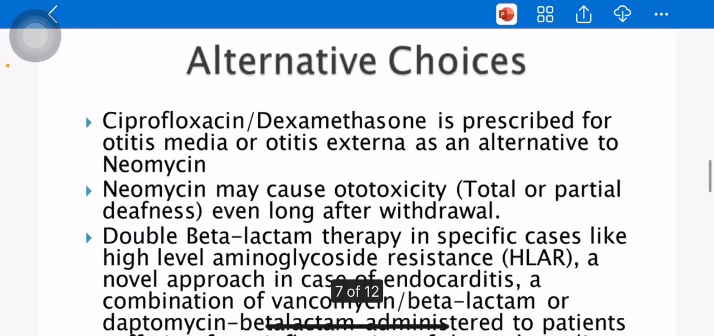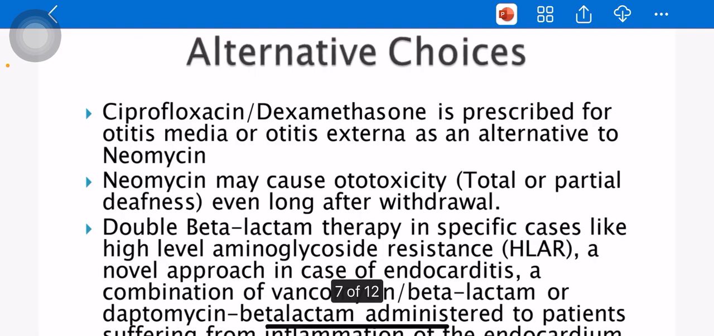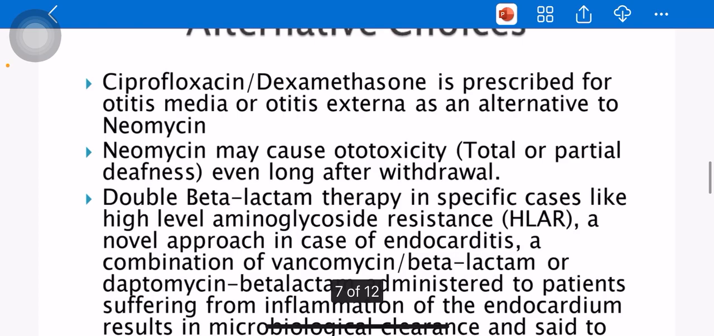Moving to alternative choices. First drug we have is the ciprofloxacin and dexamethasone combination. This combination is prescribed for otitis media or otitis externa as an alternative to neomycin. Why? Because neomycin may cause ototoxicity, which is total or partial deafness.